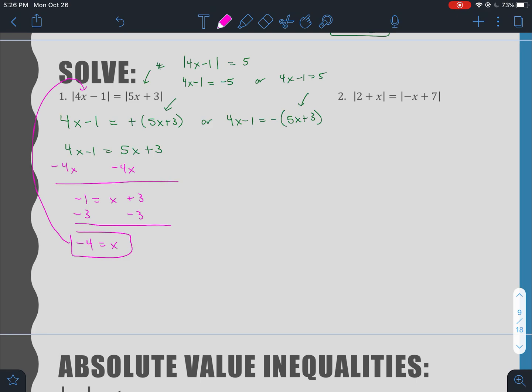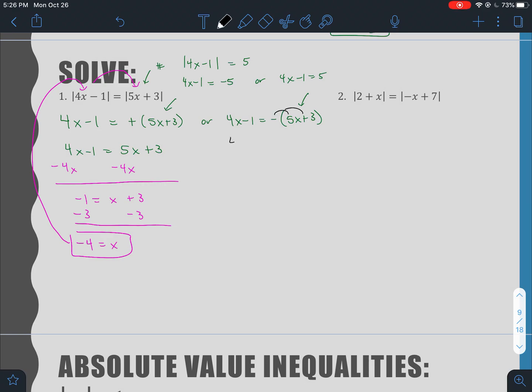If I plug in negative 4 into both sides, I would get 4 times negative 4, so negative 16 minus 1, I would get negative 17, and the absolute value of negative 17 is 17. If I took negative 4 and plugged it in the other side, 5 times negative 4 is negative 20, and negative 20 plus 3 is negative 17, and the absolute value of negative 17 is 17, so the negative 4 works.